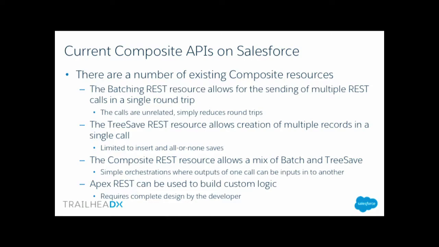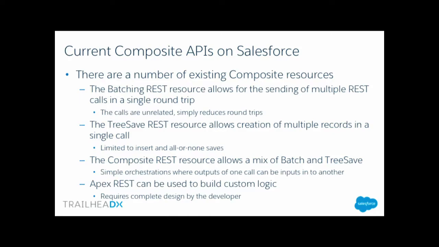We have a number of composite APIs on Salesforce. The first is batching REST. This allows you to take up to 25 unrelated API calls, just simply pass them in together. We execute them serially, pass you back the response. This is truly just an enhancement for limiting the number of round trips. Very useful for mobile, and was also kind of our first step into composite.